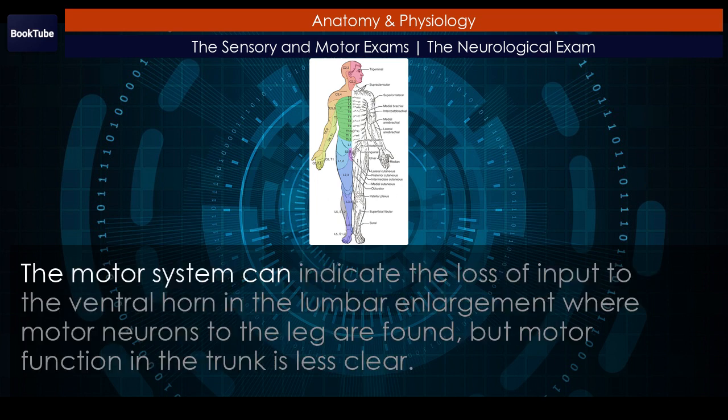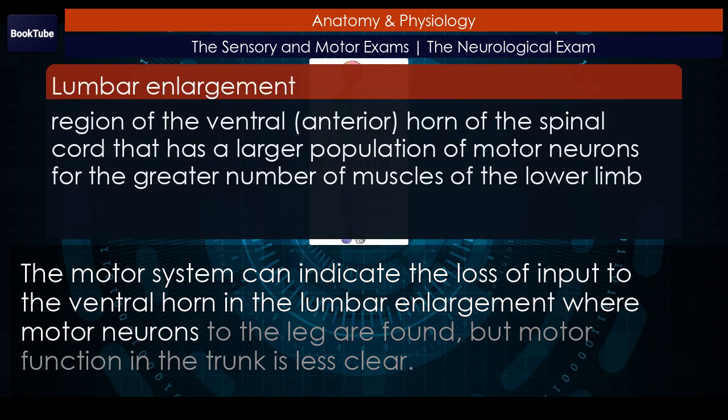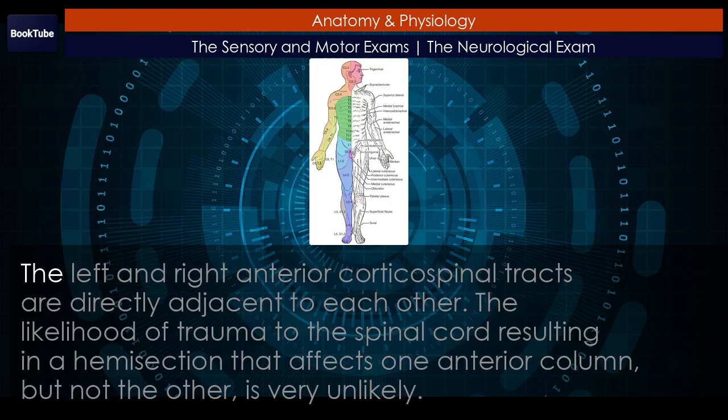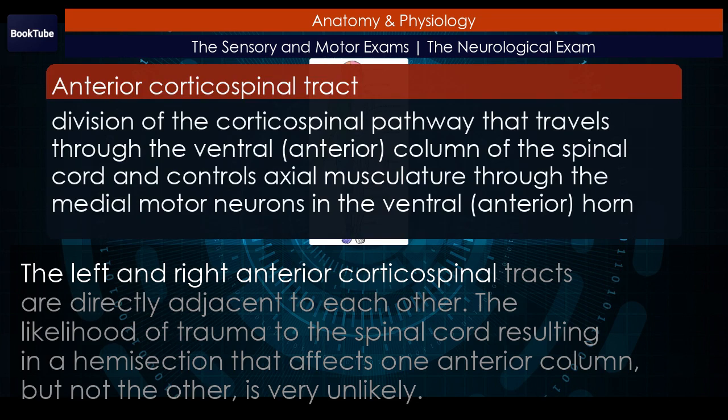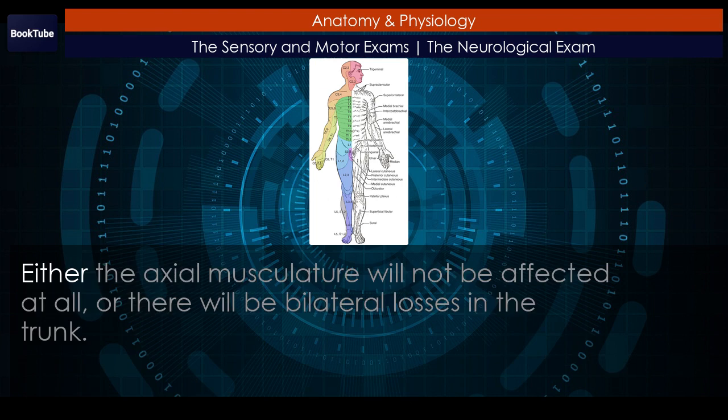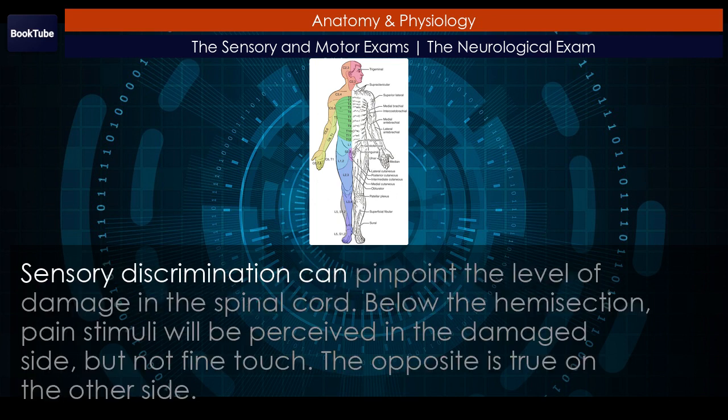The motor system can indicate the loss of input to the ventral horn in the lumbar enlargement where motor neurons to the leg are found, but motor function in the trunk is less clear. The left and right anterior corticospinal tracts are directly adjacent to each other. The likelihood of trauma to the spinal cord resulting in a hemisection that affects one anterior column, but not the other, is very unlikely. Either the axial musculature will not be affected at all, or there will be bilateral losses in the trunk. Sensory discrimination can pinpoint the level of damage in the spinal cord.